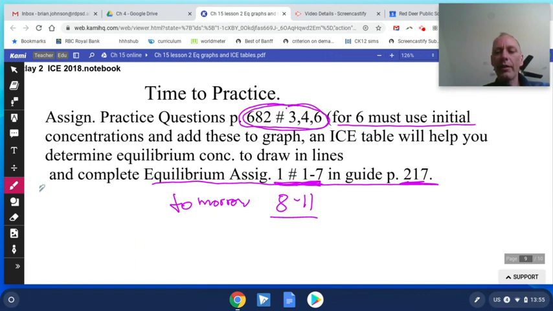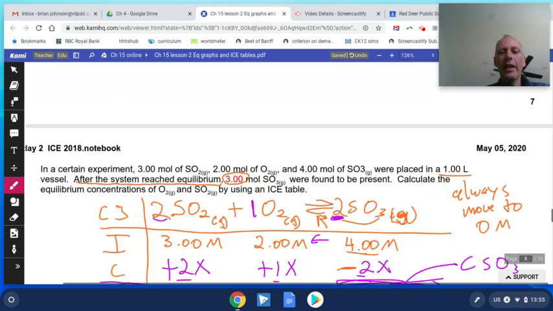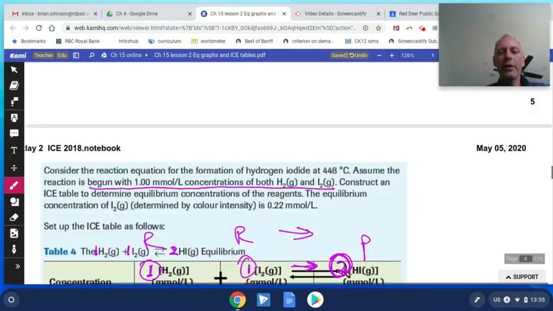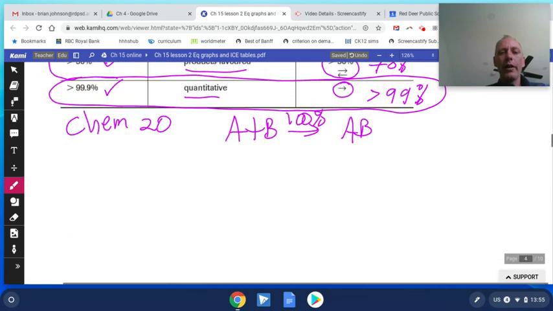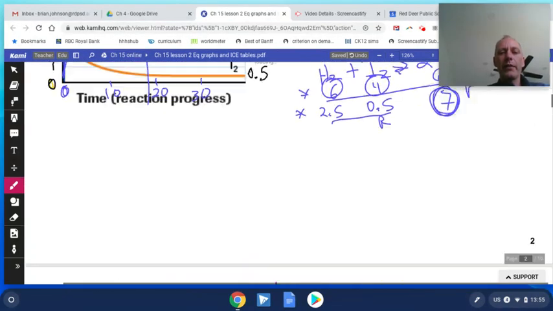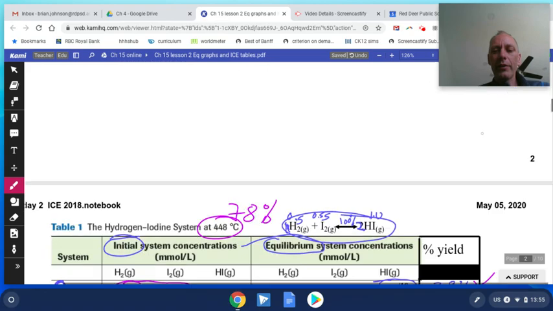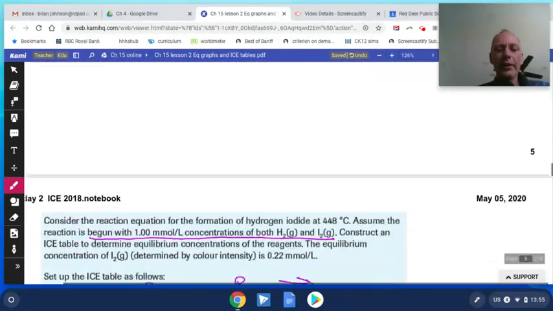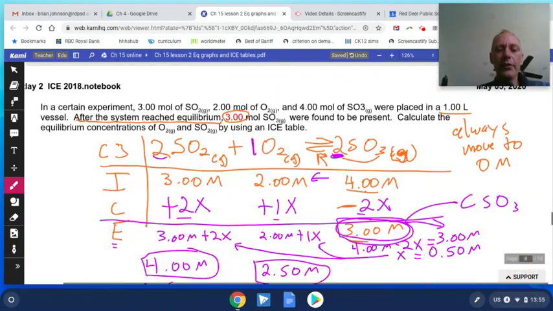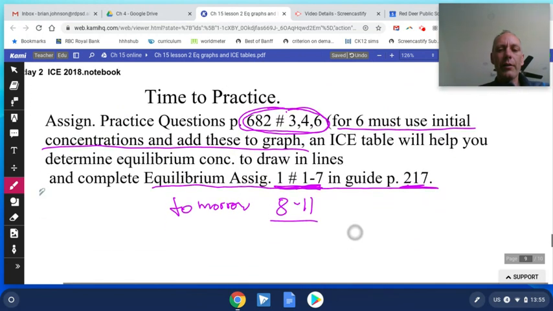And there's a little hint here for number 6. You must use initial concentrations and add these to the graph. 6 is a very tricky little thinking question. It's kind of like how I started off today with this graph. They give you a graph like this, and you have to figure out these numbers using that big, beautiful brain of yours. So if you get really stuck on 6, you can take a look at the solutions for it. It is a good thinking question.